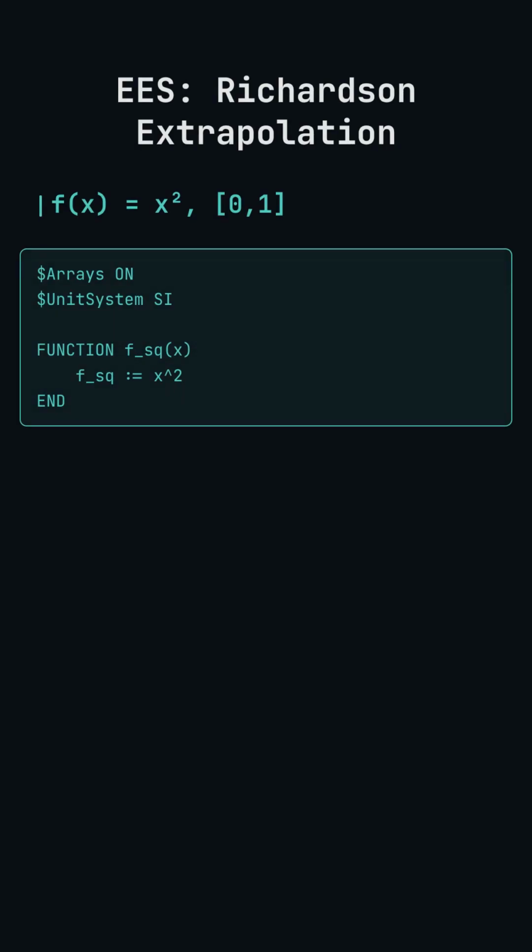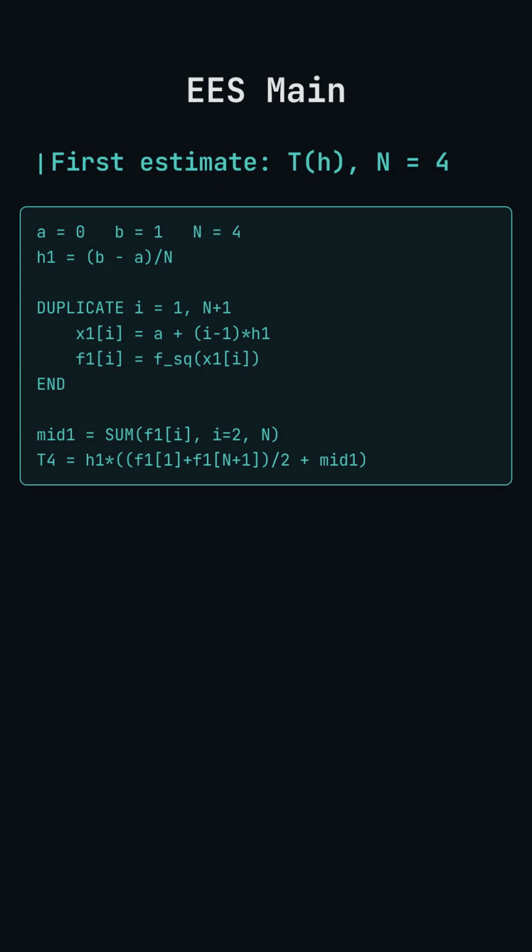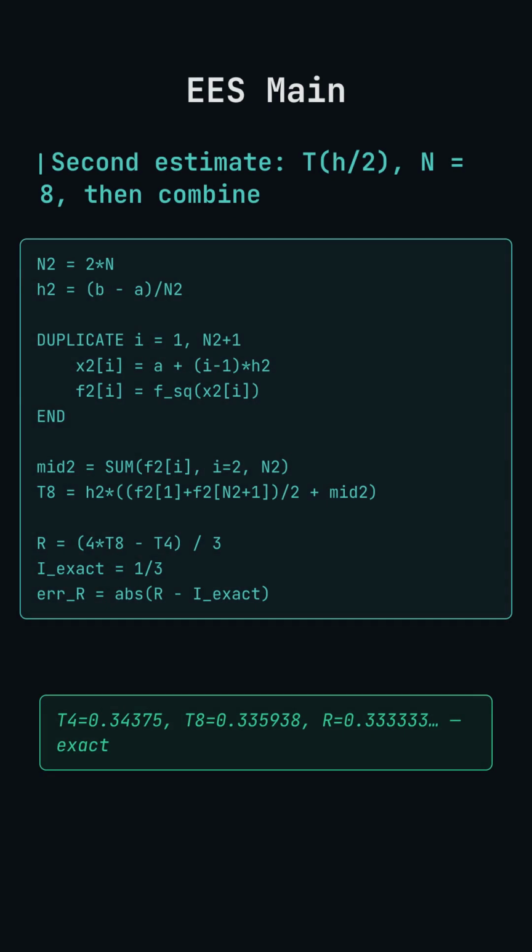Same test function as the Newton-Cotes video, so the results are directly comparable. Define f of x as a function of x, returning x squared. Build the node array for 4 segments and apply the composite trapezoidal formula, exactly as in the Newton-Cotes video. Call the result T4. Repeat with twice as many segments to get T8. Then combine both estimates with the Richardson weights 4/3 and minus 1/3 to get R.